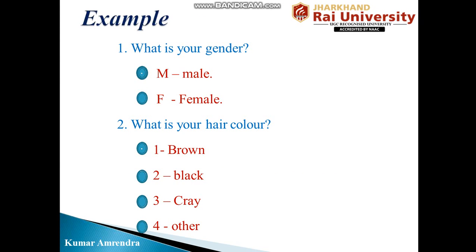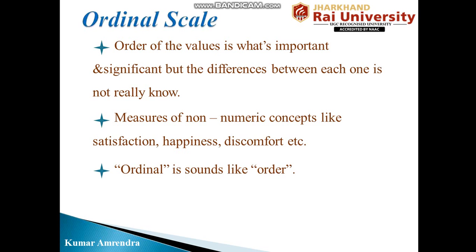What is your gender? When I ask you what is your gender, you can say male or female. This is nominal data. This is known as nominal scale. And what is your hair color? Brown, black, gray, or others. So these are the examples of nominal scales.